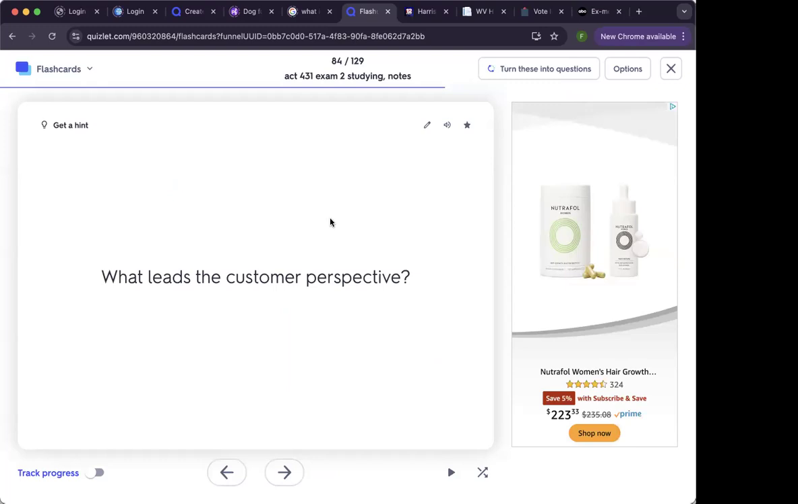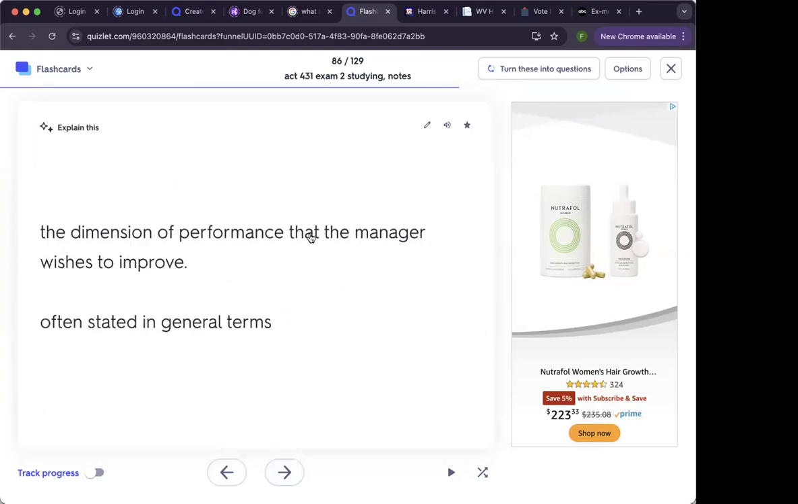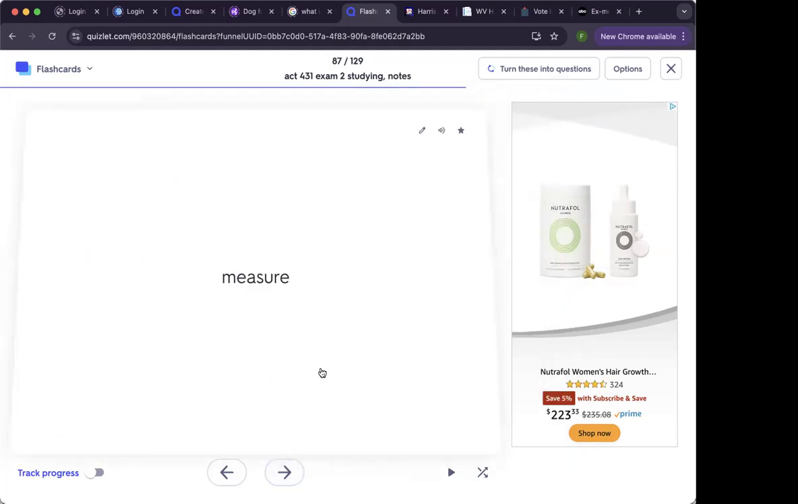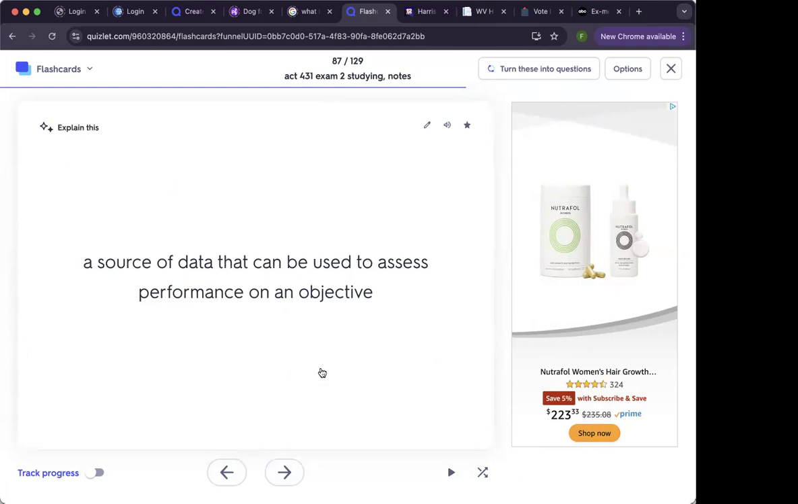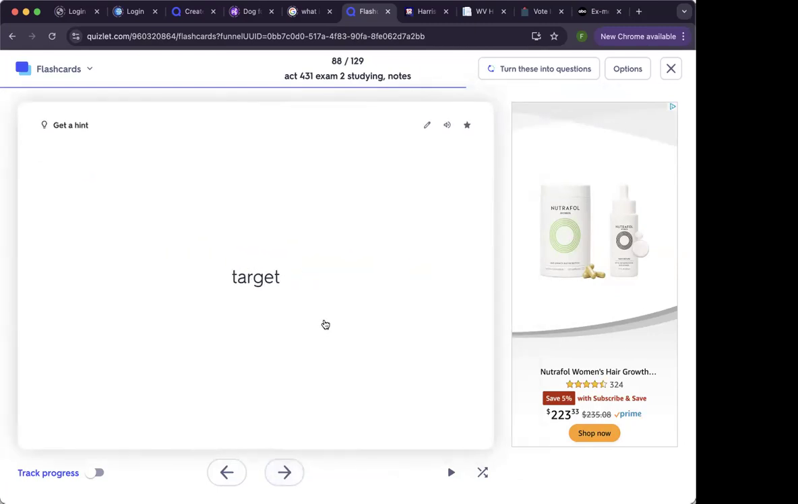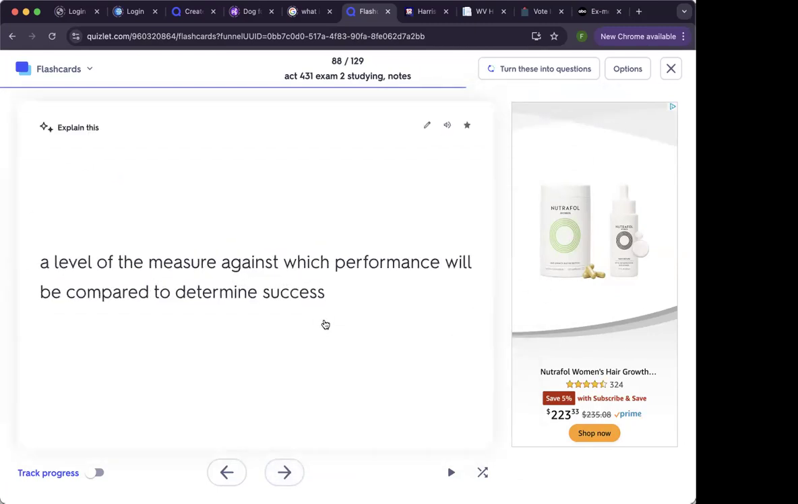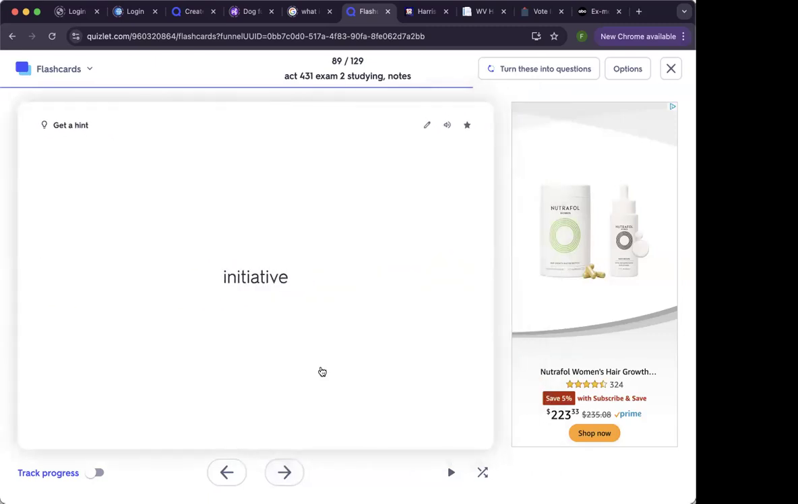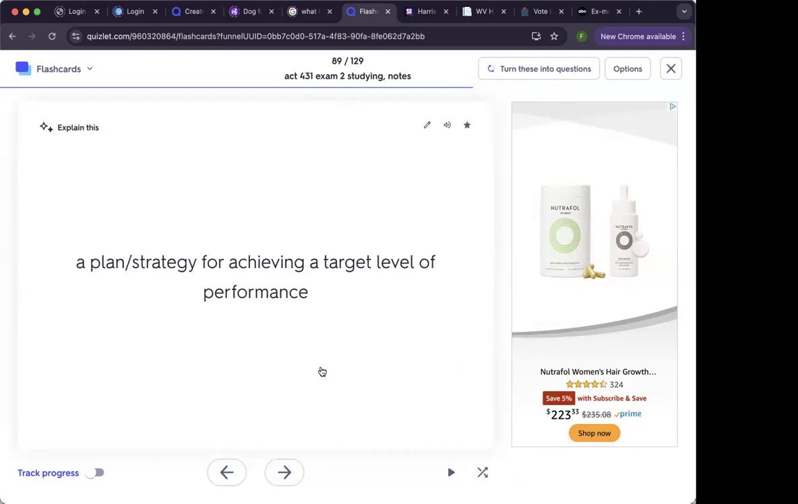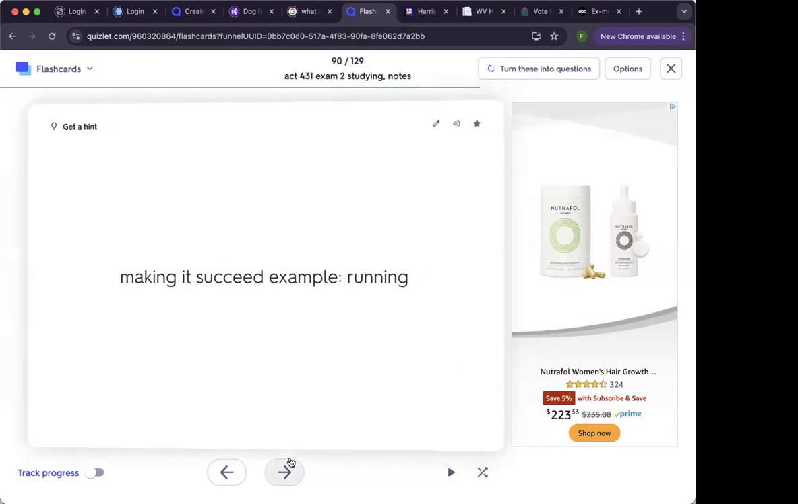What leads the customer perspective? Internal business. What lags the customer perspective? Financial. Objective. The dimension of performance that the manager wishes to improve, often stated in general terms. Measure. Source of data that can be used to assess performance on an objective. Target. A level of the measure against which performance will be compared to determine success. Initiative. A plan or strategy for achieving a target level of performance.